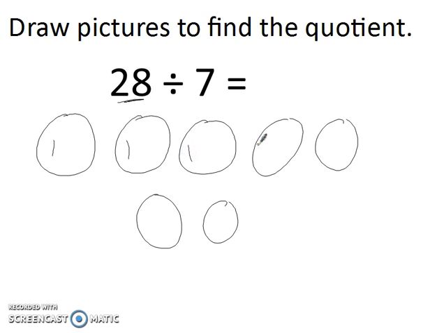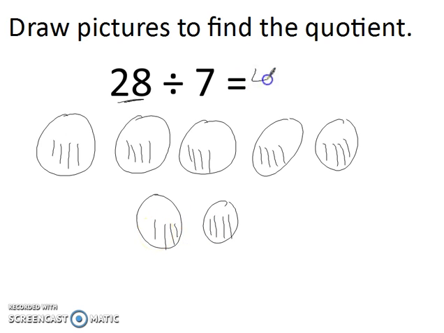1, 2, 3, 4, 5, 6, 7, 8, 9, 10, 11, 12, 13, 14, 15, 16, 17, 18, 19, 20, 21, 22, 23, 24, 25, 26, 27, 28. And I just checked how many are in one bag. There's 4, so 28 divided by 7 equals 4. Sort of like dealing out cards or passing out candy equally.